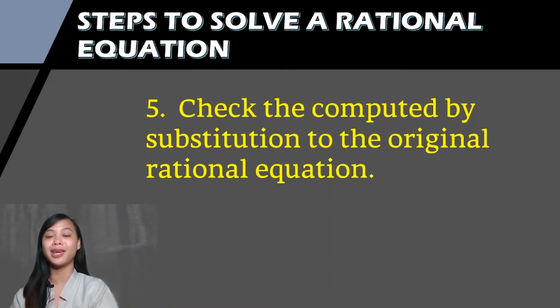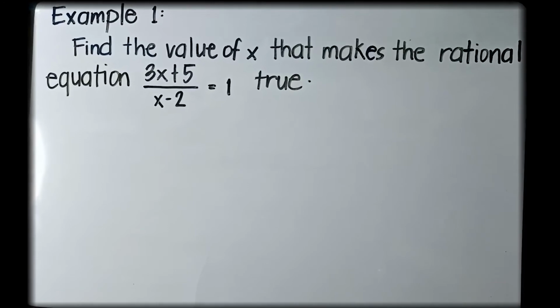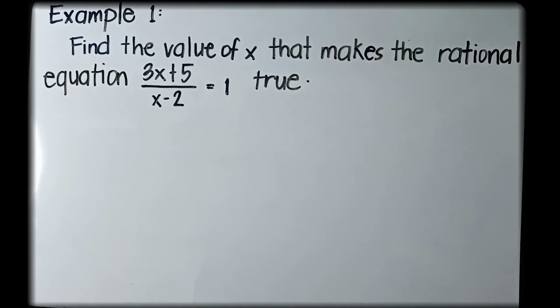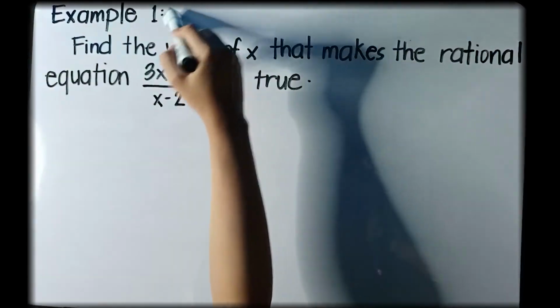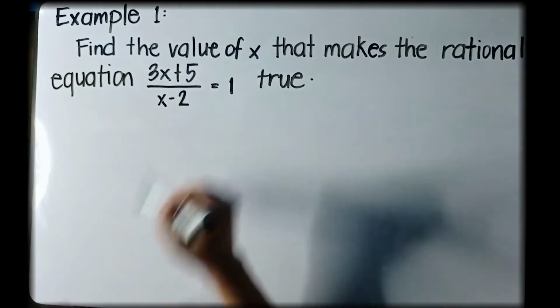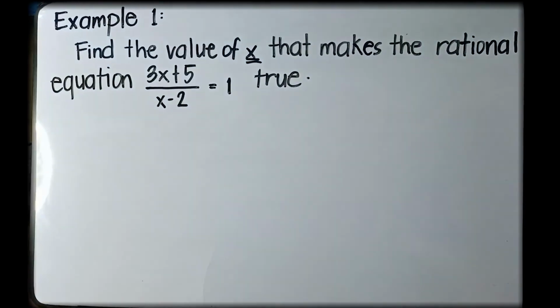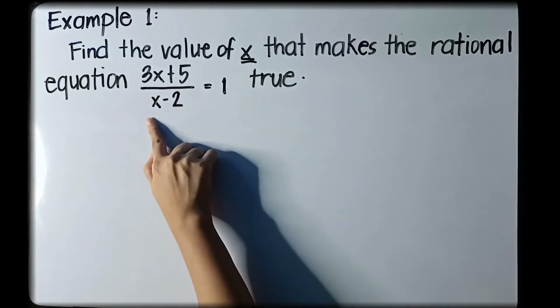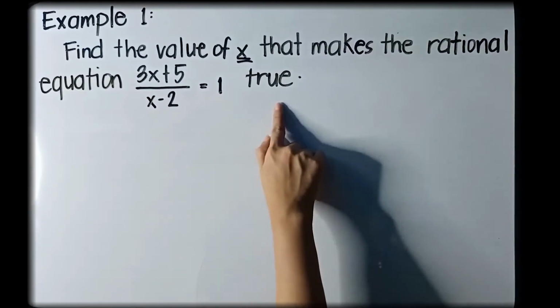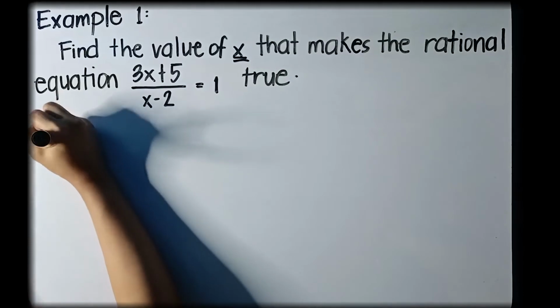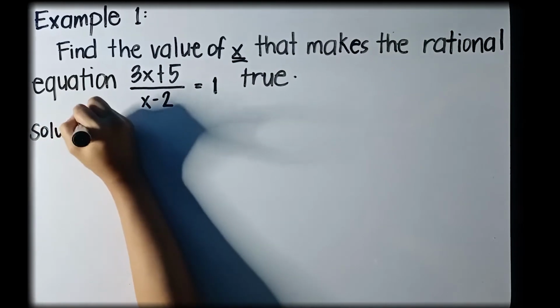For us to check if your solution is correct, you need to substitute it into your rational equation, and if it satisfies that equation, that means your answer is correct. Now, let us have an example in solving rational equations. Example 1: find the value of x that makes the rational equation (3x plus 5) over (x minus 2) equals 1 true. So, let us solve this rational equation.